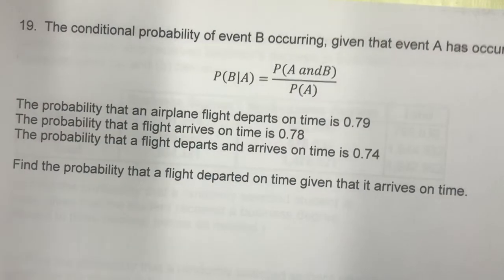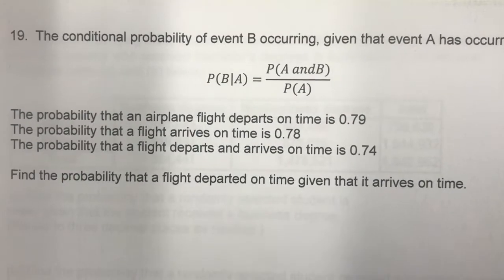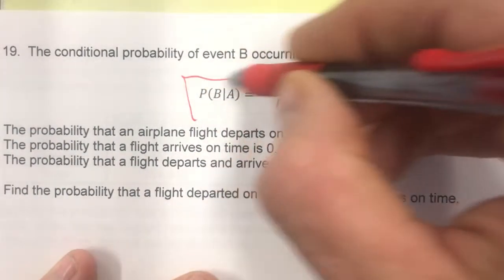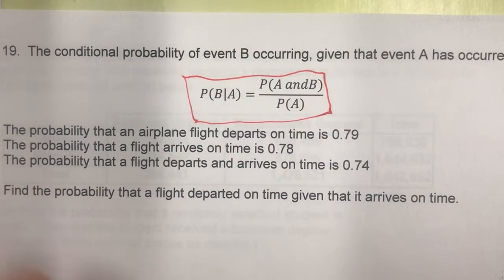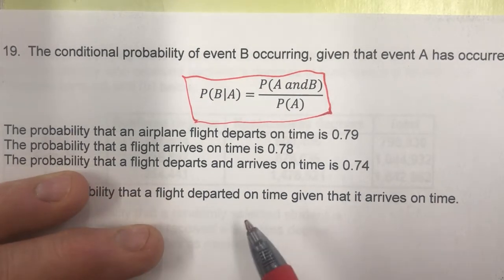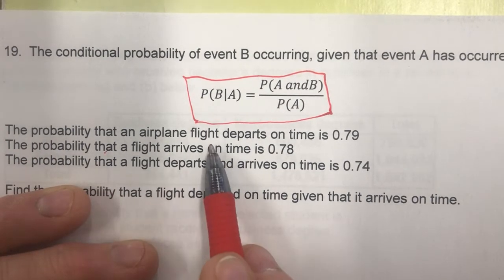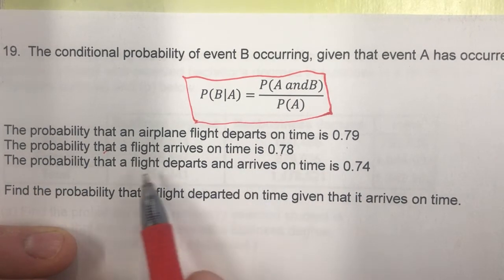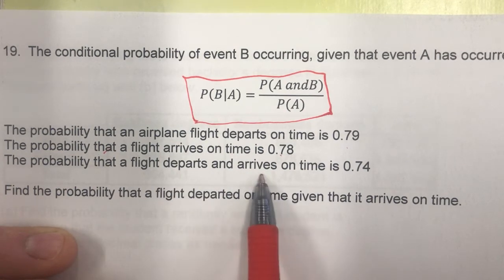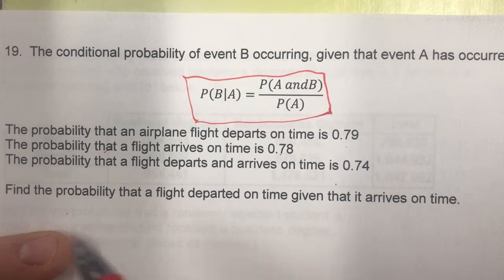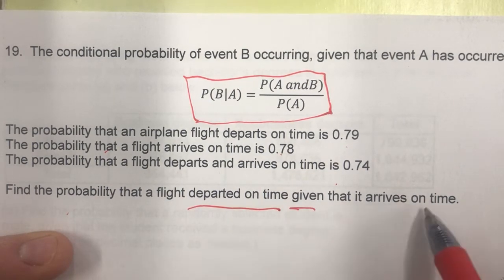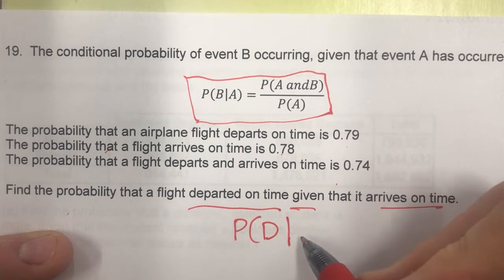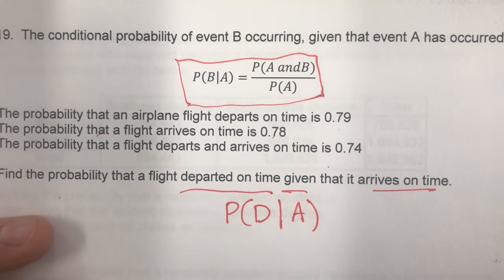Okay. Now we're going to shift gears here a little bit. Now here it gives the conditional probability layout right here. Now, the probability that an airplane flight departs on time is this. Probability that a flight arrives on time is this. Probability that a flight departs and arrives on time is this. Or we want to find the probability that a flight departed on time given that it arrives on time. So probability that it departed on time given that it arrived on time. So that's what we're doing here.